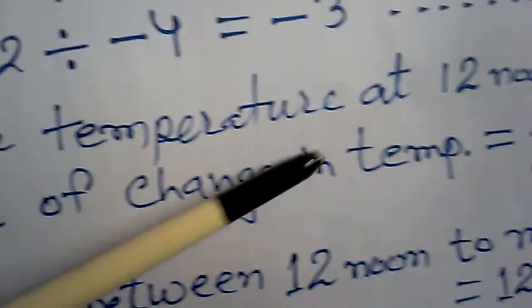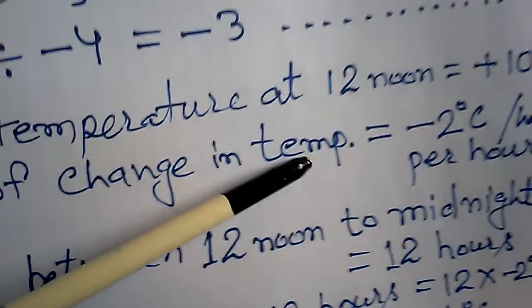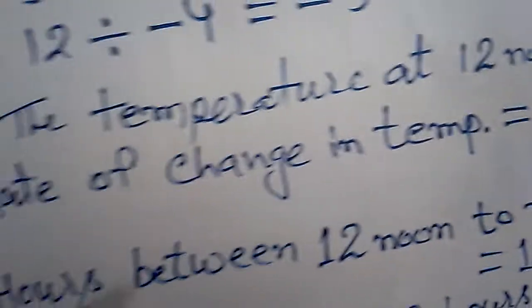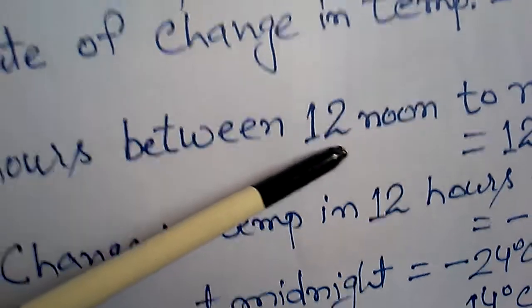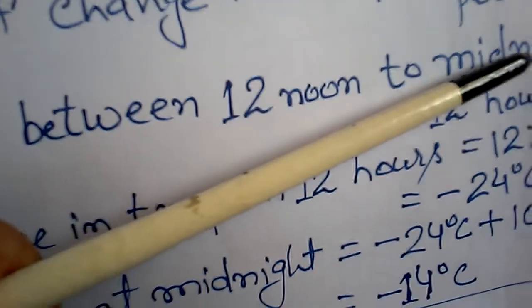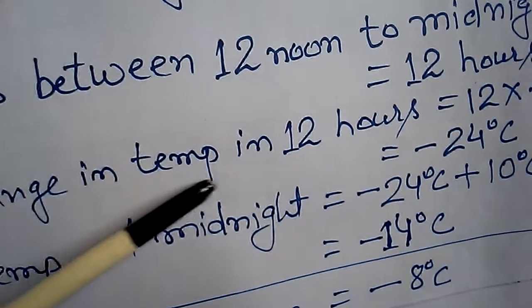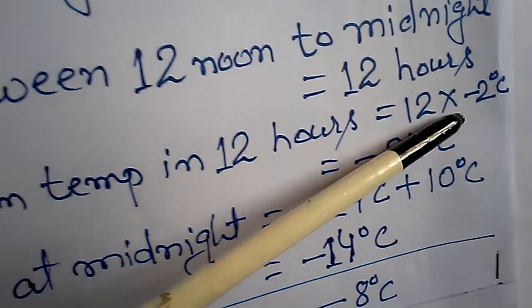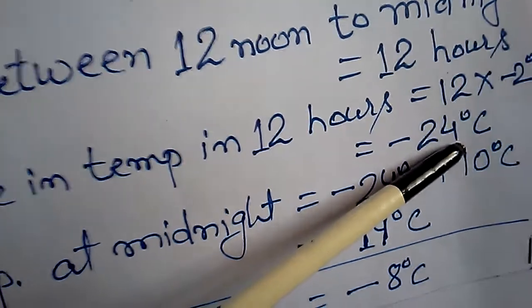The temperature at 12 noon is equal to plus 10 degrees C. Rate of change in temperature is equal to minus 2 degrees C per hour. Hours between 12 noon to midnight is equal to 12 hours. We all know that. Change in temperature in 12 hours is equal to 12 into minus 2, since in 1 hour it is minus 2.